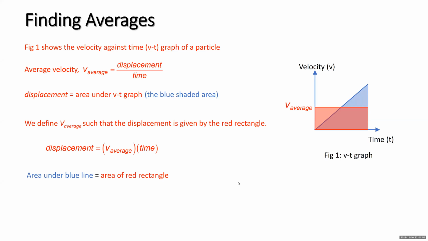So we can define the average velocity. And it is a value such that the displacement is given by the red rectangle. So the displacement will be equal to the average velocity multiplied by time. So the whole idea is to get the area of the red rectangle to be the same as the area under the blue line.